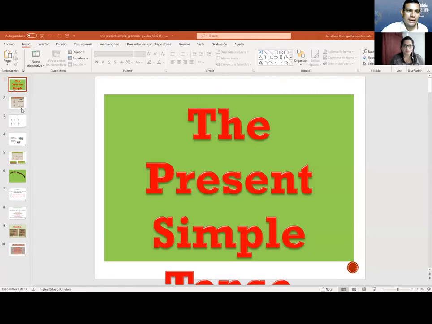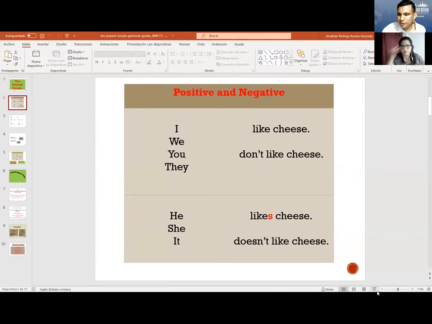Ok, vaya, acá está. ¿Me deja saber si la puede visualizar?